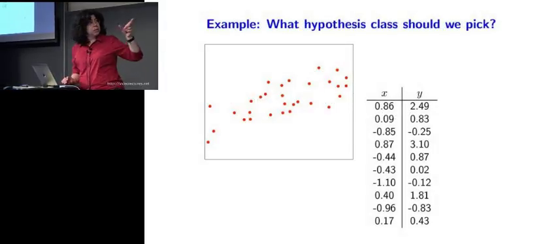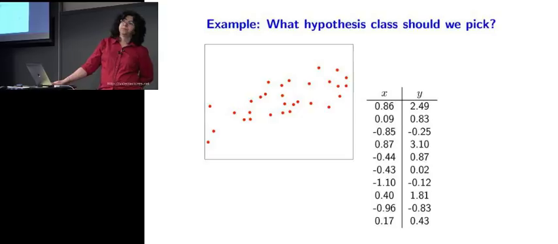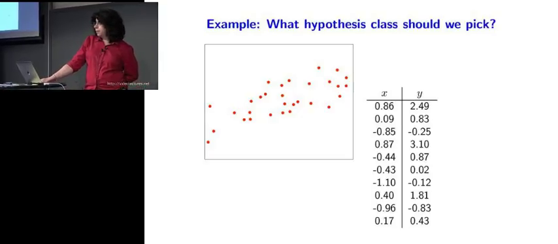Okay, so here's a simple data set, much simpler than the one before. You have just one input variable, one output variable. It's a real valued variable. Okay, and we have some points here. What kind of hypothesis class should we pick? How should we model this data?